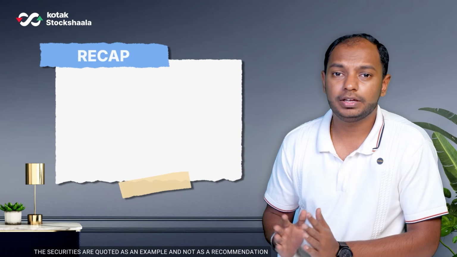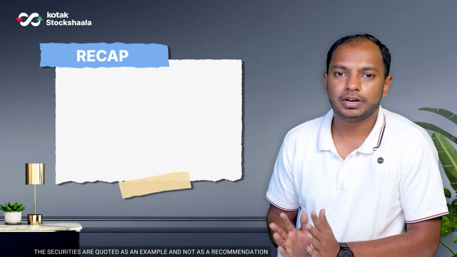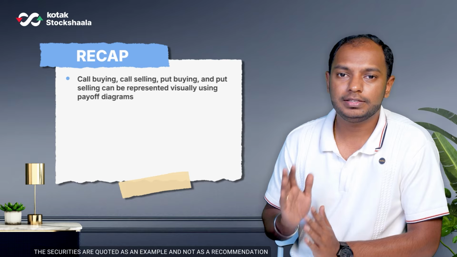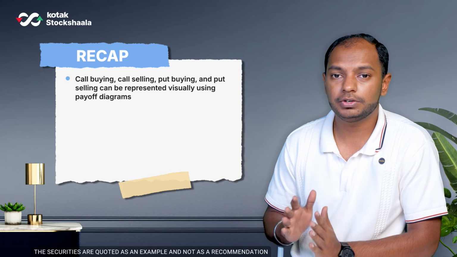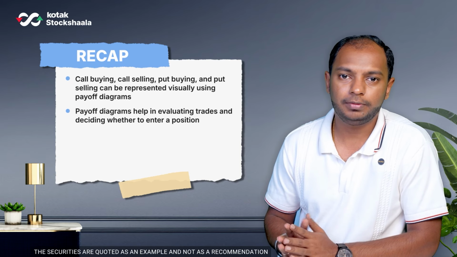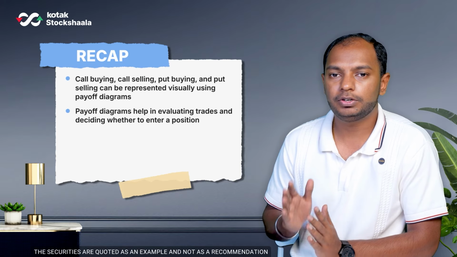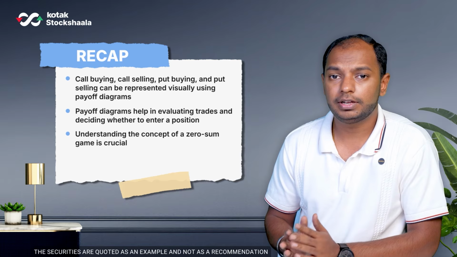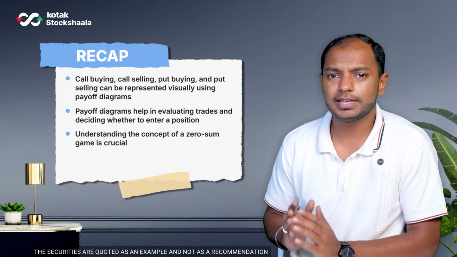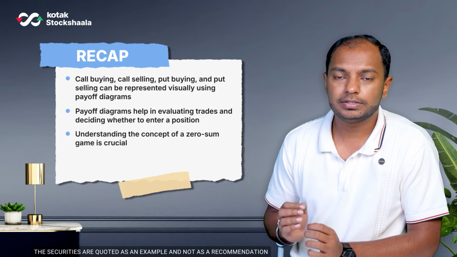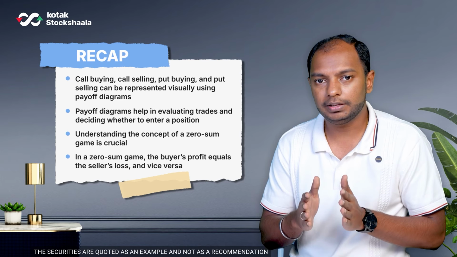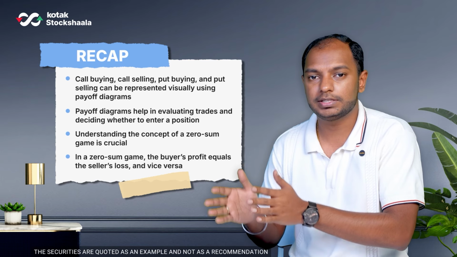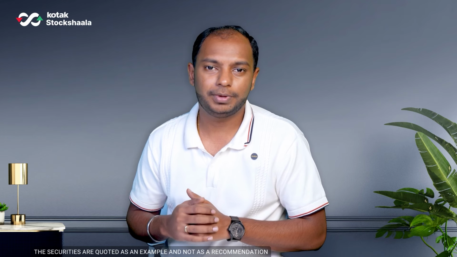So let's do a quick recap of what we have learned so far. We understood that call buying, selling, put buying and selling can be visually shown on a payoff diagram, and that will help us decide whether to go for the trade or not. And most importantly, we understood the zero-sum game. What exactly is a zero-sum game? It is where the profit made by the buyer is equal to the loss made by the seller and vice versa. So that's a wrap on call option payoffs.